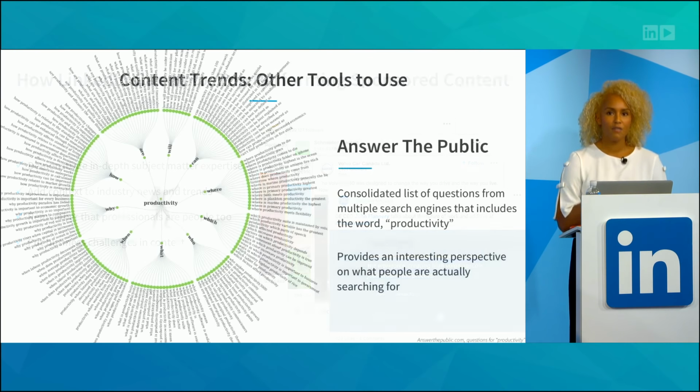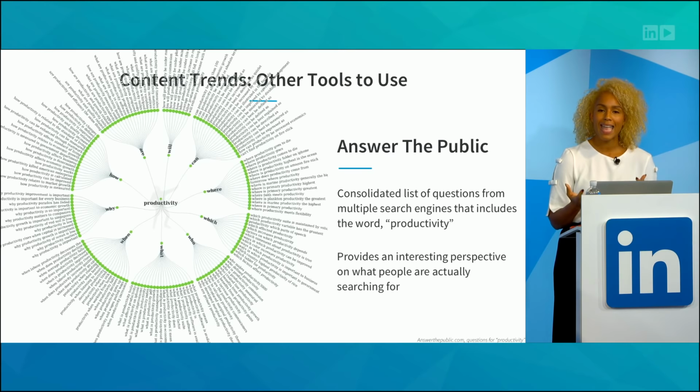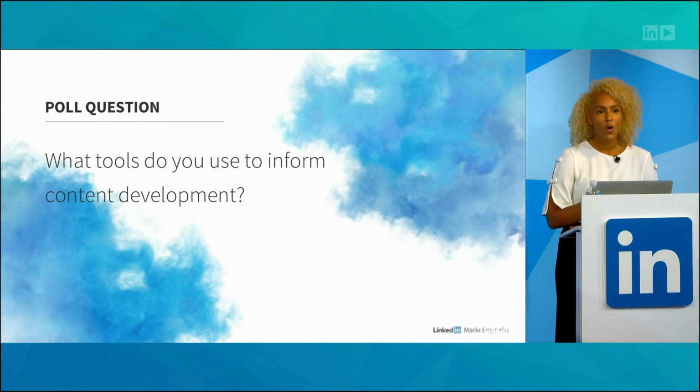So outside of just LinkedIn, how can we understand what the challenges are amongst members? We can actually use search. So in this example, we searched productivity, and a variety of different topics came up, the top things that people were searching across the web. So this provides an interesting perspective of what people are actually searching for and things that you can answer in your content marketing strategy. So that leads me to my question for you guys. What tools do you use to inform your content development?